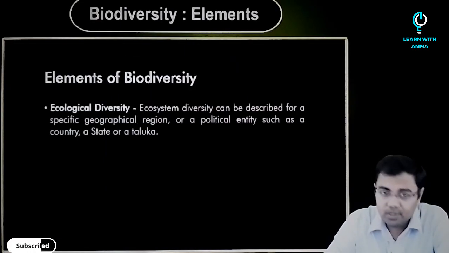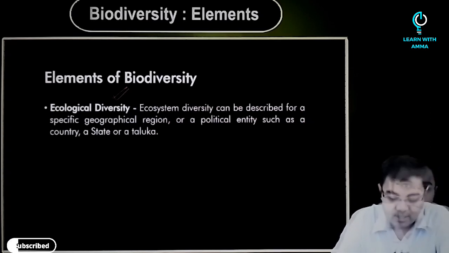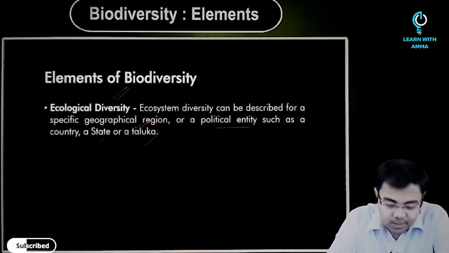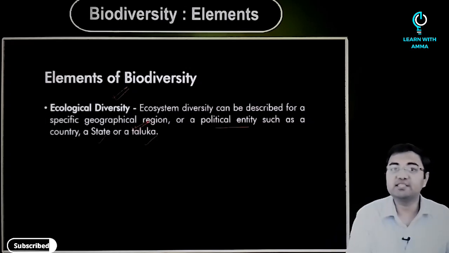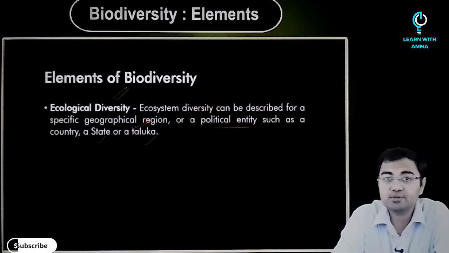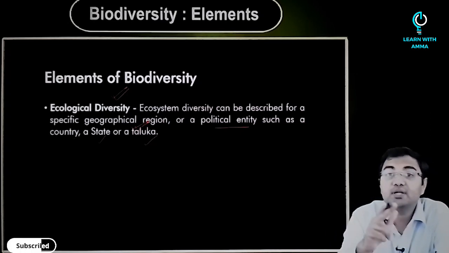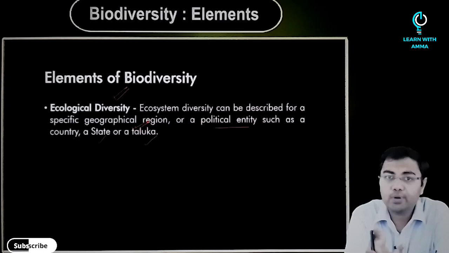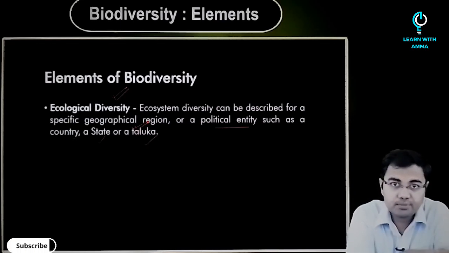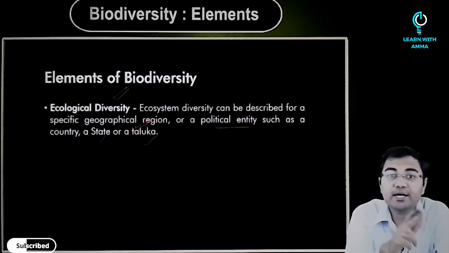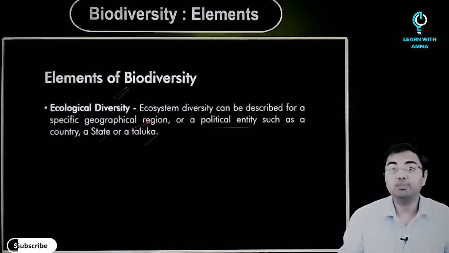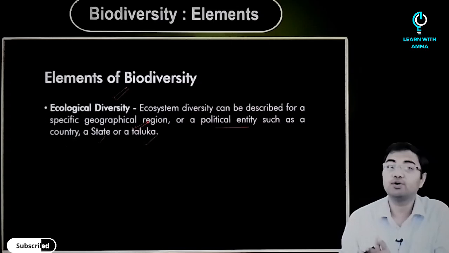The third element that we need to talk about is ecological diversity. We are talking about a phenomenon that can be described for a specific geographical location, a political entity like a country, state, or even a taluka. When we talk about ecological diversity, there can be many ways in which we define it. First of all, it can be on the basis of the types of ecosystems that you have. For example, an aquatic ecosystem will look completely different from a terrestrial ecosystem. Even within an aquatic ecosystem, you might have a freshwater ecosystem and a marine ecosystem. And these two again will be completely different from one another. So these are ecological changes that we are looking at. And when we look at biodiversity from this angle, we call it ecological diversity.